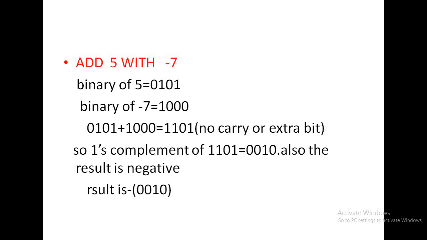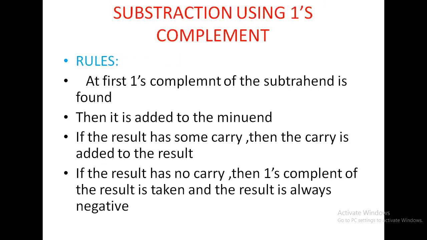Okay. Next we will discuss subtraction using 1's complement. How we can perform subtraction of two binary numbers using 1's complement. Okay. What is the rule? Now at first, 1's complement of the subtrahend is found. Which one is the subtrahend? Now always the second number is the subtrahend. Then it is added to the minuend.